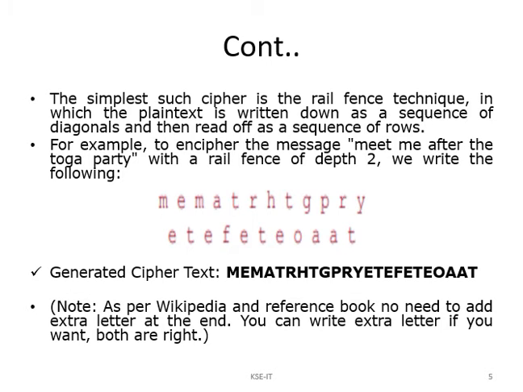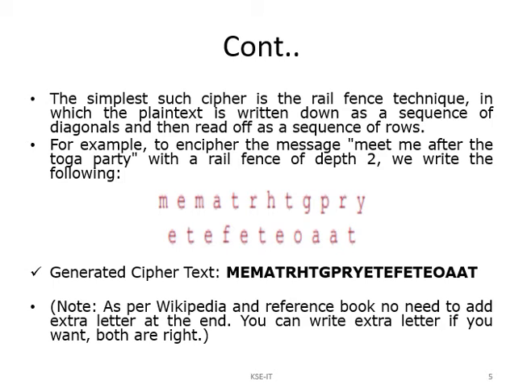After writing the plain text as a sequence of diagonals, read that message row wise. M E M A T R H T G P R Y E T E F E T E O A A T, and you will get the generated cipher text. This is your resultant cipher text.